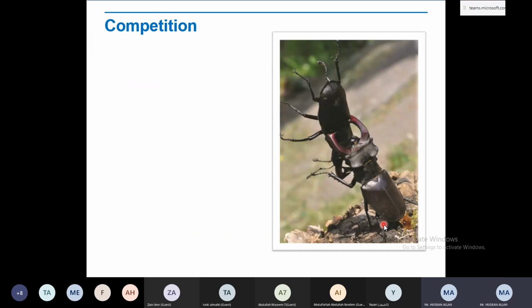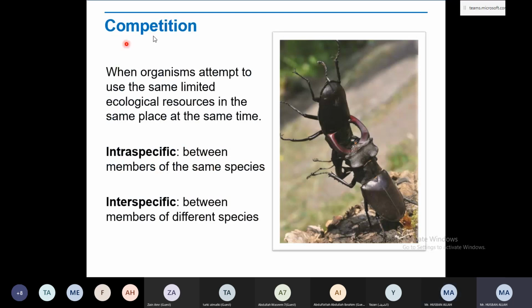The example, the diagram you can see on your screen, right? Intraspecific competition is between the members of the same species. When organisms attempt to use the same limited ecological resources in the same place at the same time, it will lead to competition. Two types of competition we have: intraspecific, between the members of the same species, and interspecific, between the members of different species.